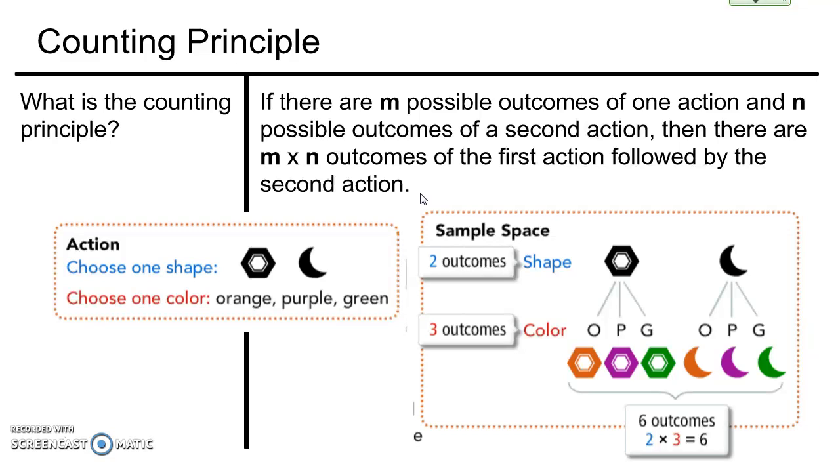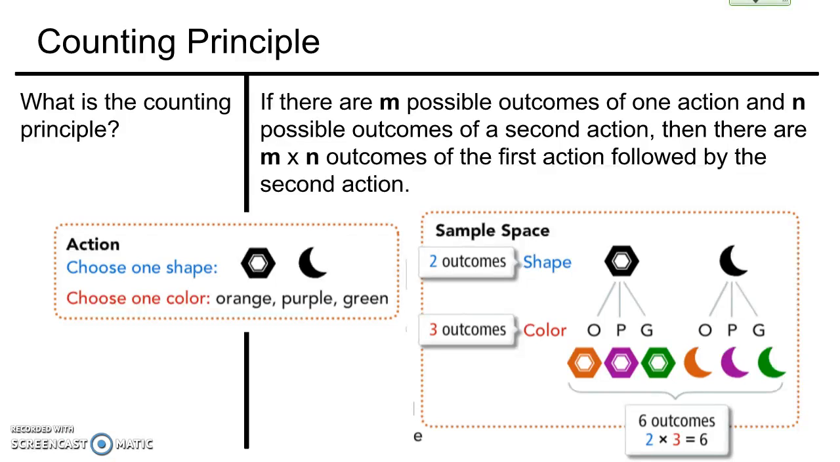So for example, if we are looking for a combination of a shape and a color, how many choices do we have for the shape? 2. How many choices of the color do we have? 3. We multiply 2 times 3 and we get 6. So there's 6 total possible outcomes. If we had counted up from our sample space of our compound events in the last lesson, how many possible outcomes, this is the number we would have gotten.